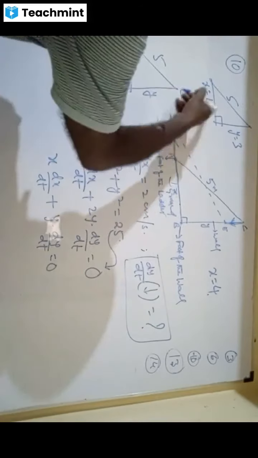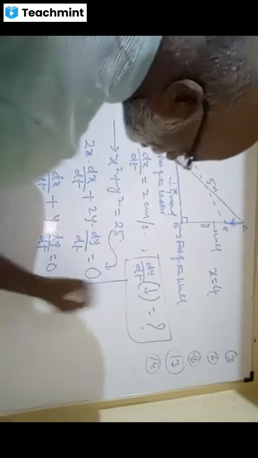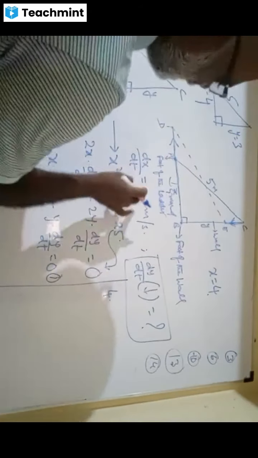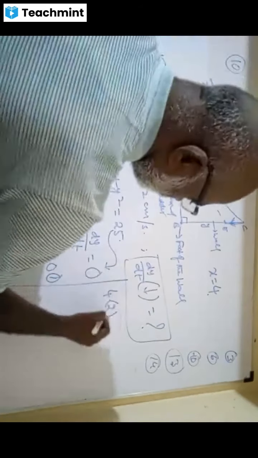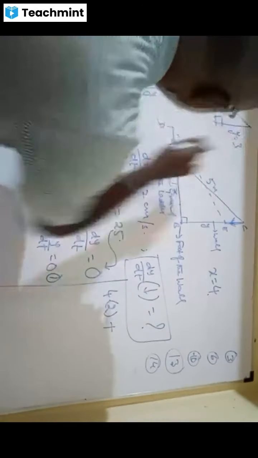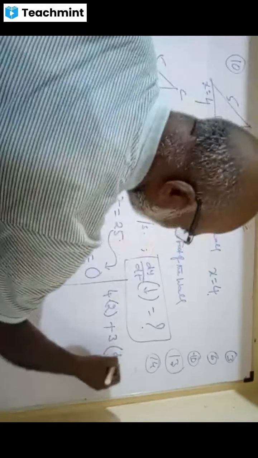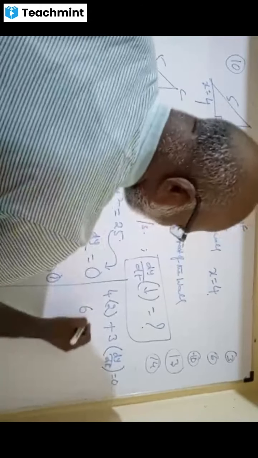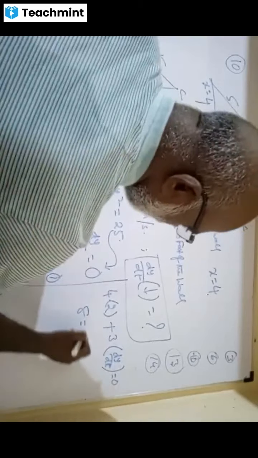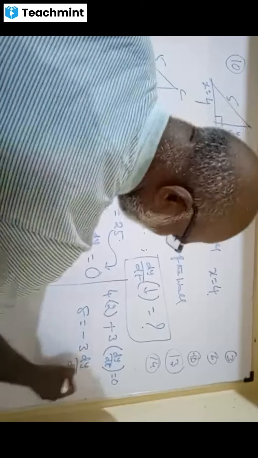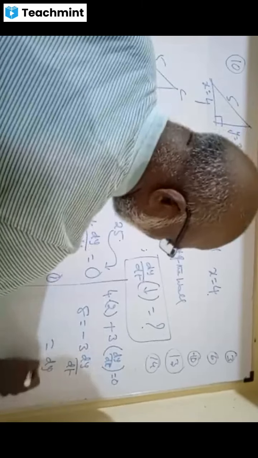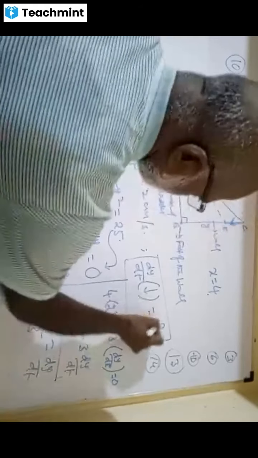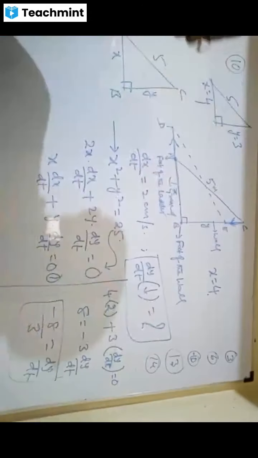x equal to 4. 4 into dx by dt, which is 2 centimeter per second, plus y is 3. I hope you are getting it clear. So 8 equal to minus 3 into dy by dt. So dy by dt equal to minus 8 by 3. That's all. So the answer is minus 8 by 3.